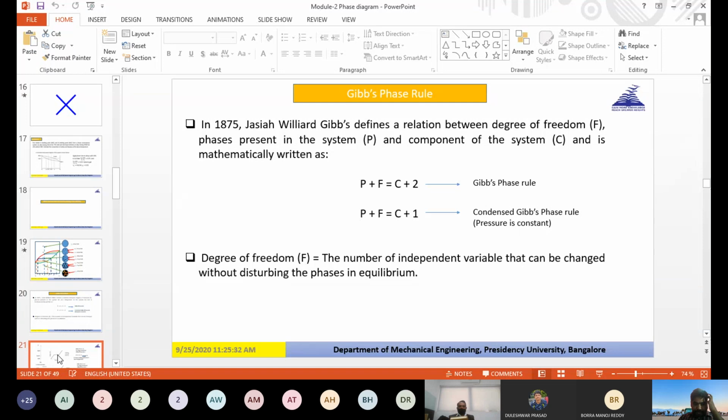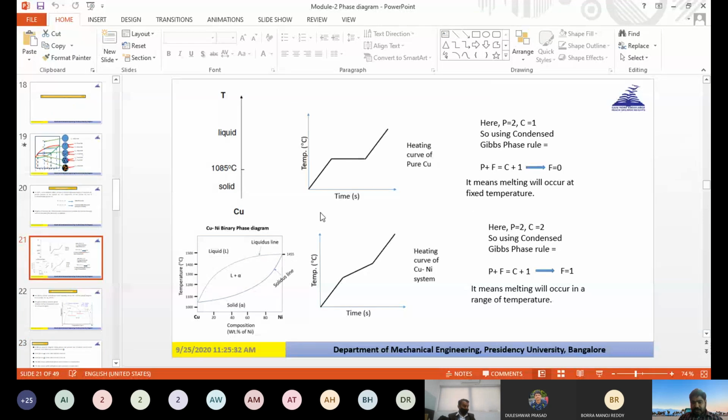I have also discussed how the degree of freedom is calculated for the unary phase diagram and the binary phase diagram. We have seen that in this two phase region of the binary system, we have one degree of freedom. Here the solidification or melting takes place over a range of temperature, so we have a two phase region.